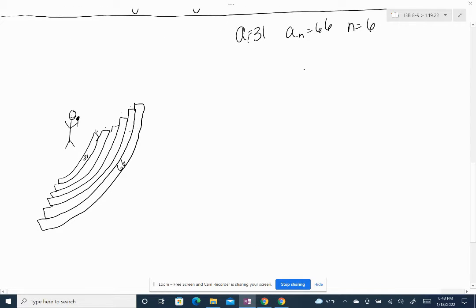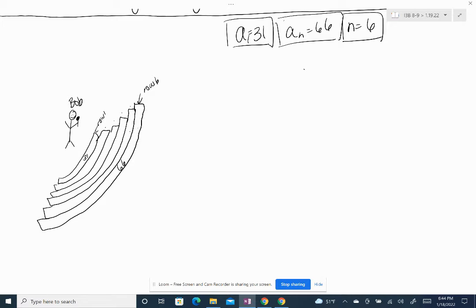We have a friend. We can call him Bob. We can honor Bob Saget with him. Okay, so let's say he has a performance at this theater, and our a1 is 31. So this one right here, a1 is 31. So what that means is there are going to be 31 people in the first row. And then an, so our nth row, n is 6. We can see that n is 6 is right here. In the 6th row, there's going to be 66 people. So this is row 1. This is row 6. So that's all we know. We know the first row. We know the 6th row.